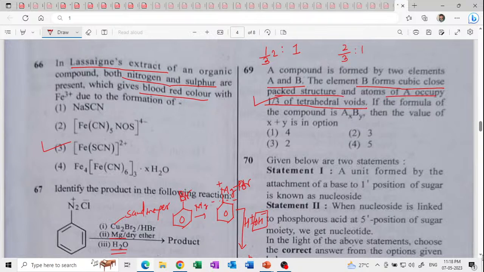Then, okay, so what does the formula become? The formula becomes A2B3. So this is the correct formula. And what is x plus y? 2 plus 3 is equal to 5. So this is your correct answer.